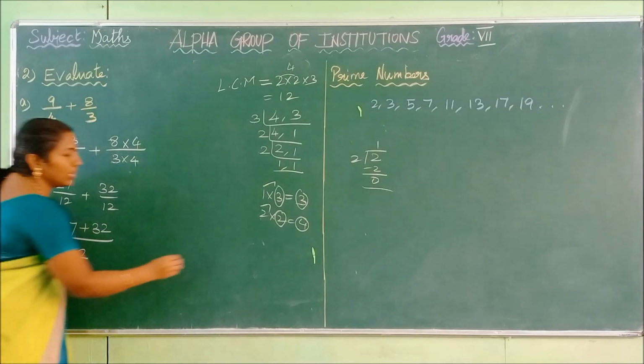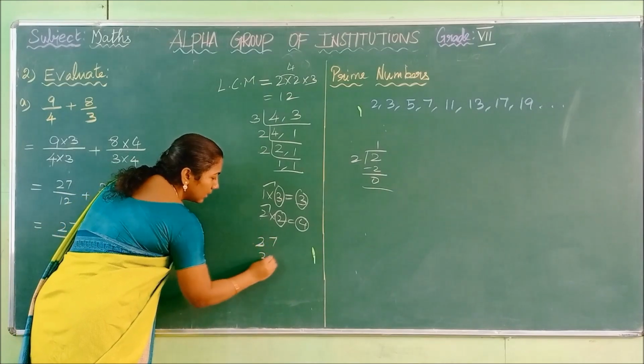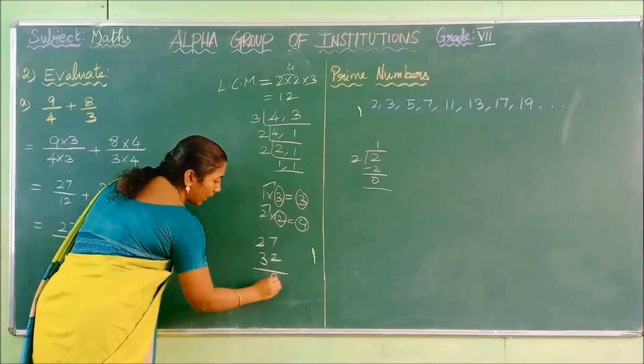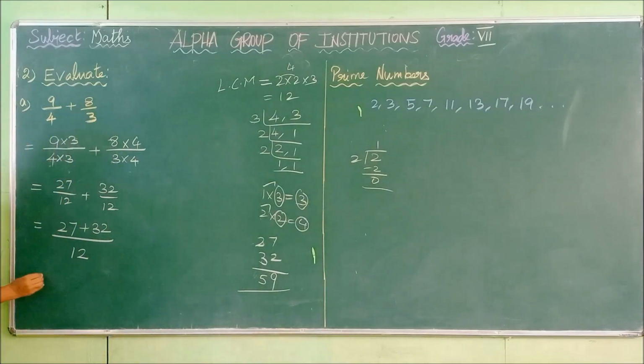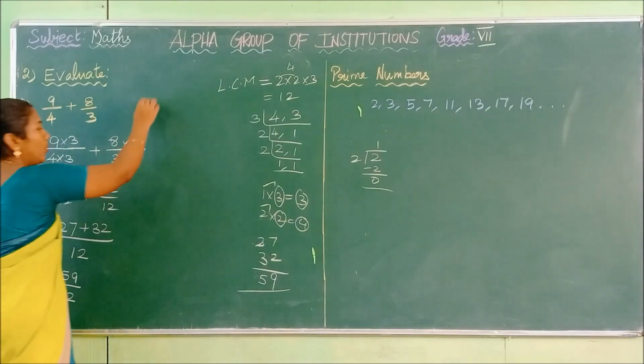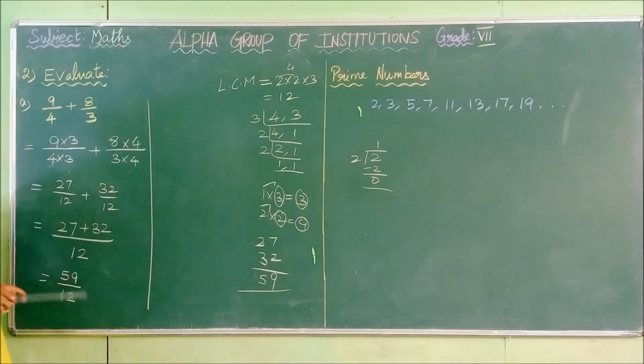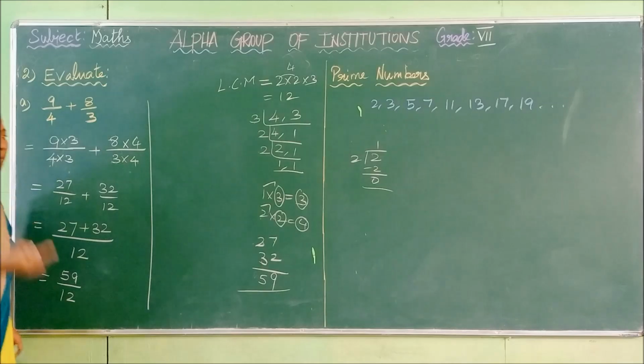So what is the answer? 27 plus 32. 7 plus 2 is 9. 3 plus 2 is 5. 59. So our answer is 59 by 12. Observe the fraction. What is its type? It's an improper fraction. So you have to convert the improper fraction into a mixed fraction.